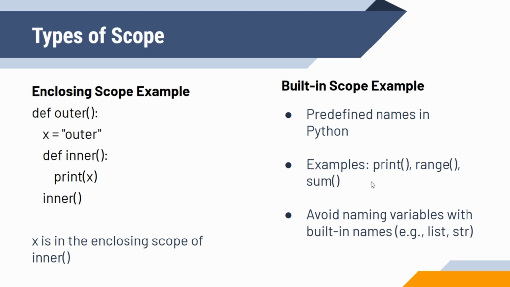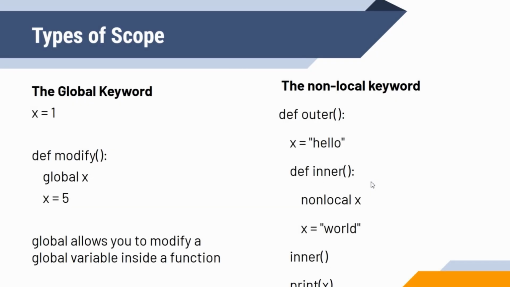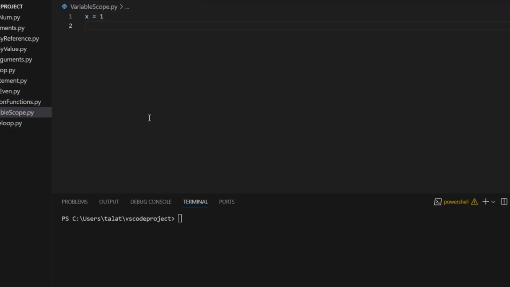Next, the global keyword. If you want to modify a global variable inside a function, you need the global keyword like this. I'm writing x is equal to 1, def modify, and after that the global keyword x, x is equal to 5. Here I'm assigning x as a global variable. Without global, Python would treat x as a local variable inside modify. We have to use global for globally accessing this variable.